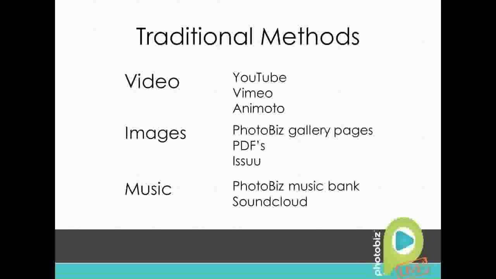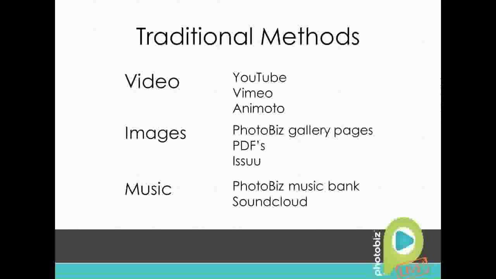So pretty much everyone is probably familiar with the traditional methods of media, video being something like YouTube, Vimeo, or Animoto. The reason these are so popular is because these are the most visible. We also have images. With PhotoBiz, our portfolio sites are pretty much centered around images. We have dynamic gallery pages that really showcase your work, and for photographers, this is the biggest thing. Also PDFs. PDFs can be used on our sites. We can have embedded images on there, so we can talk about that in just a few moments.